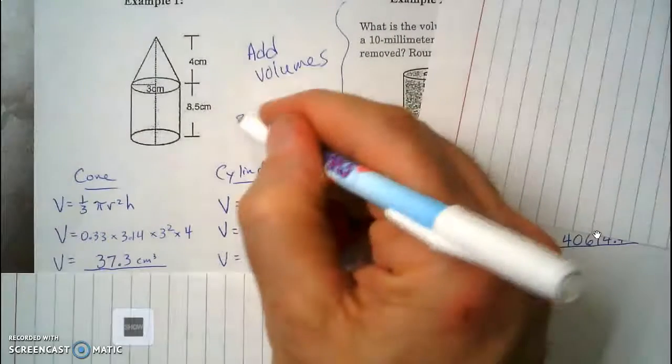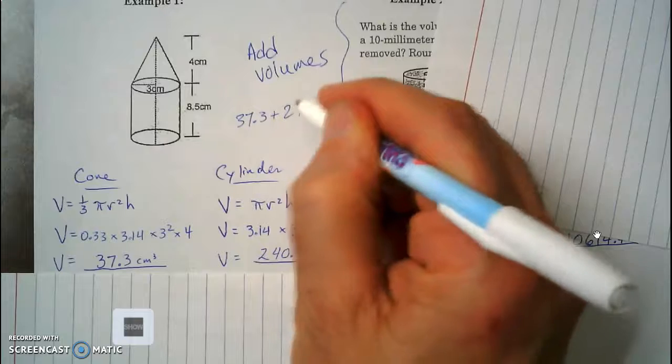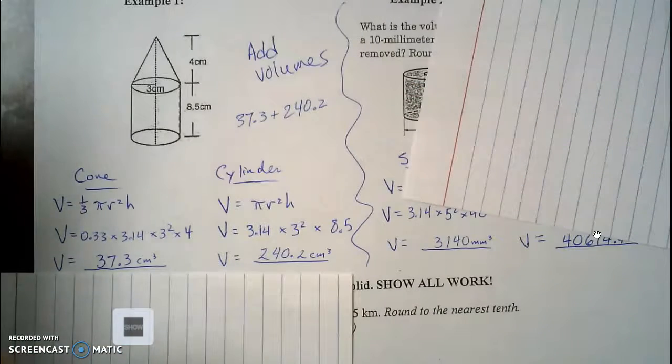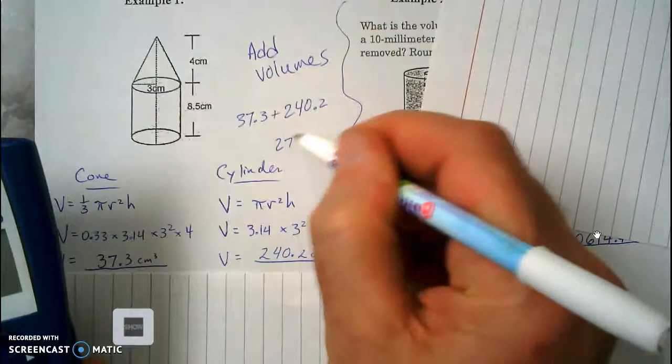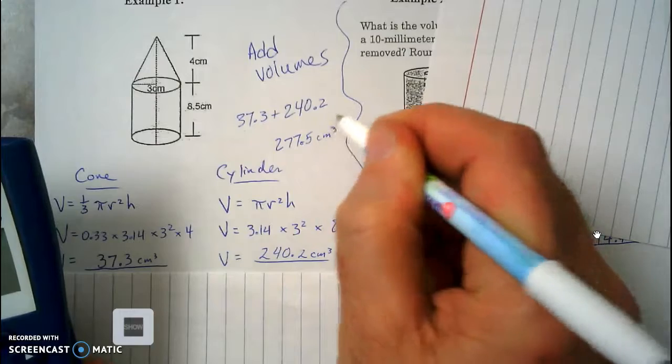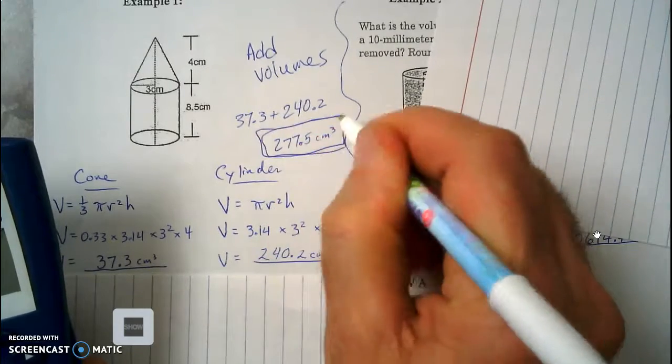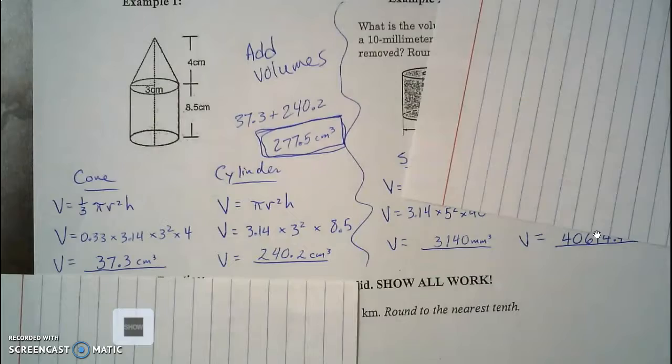So I have 37.3 plus 240.2. And just so you know, if you use calculator pi, which you can use, I'm using 3.14. Our answers will look a little bit different because calculator pi has more numbers after the 4. But your answer is still fine. It's just they may look a little different. So the final answer here is 277.5 centimeters cubed. That's really the volume of the composite figure. Okay, so in this case, I had to add them.